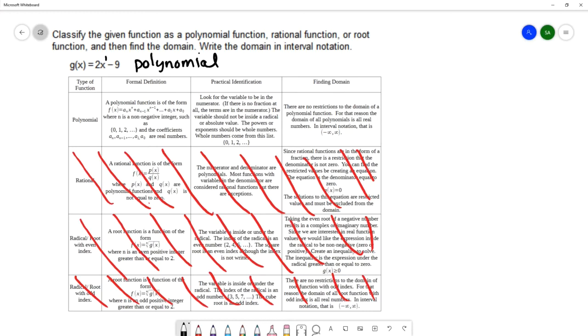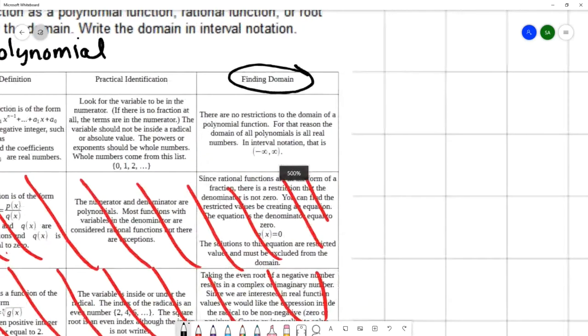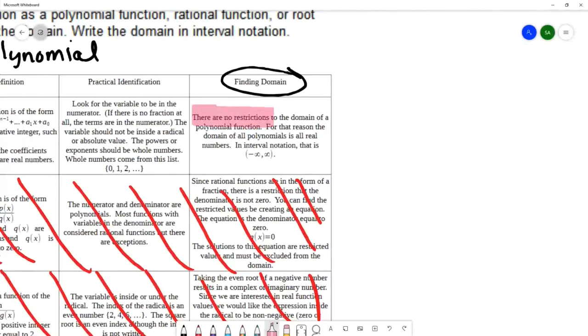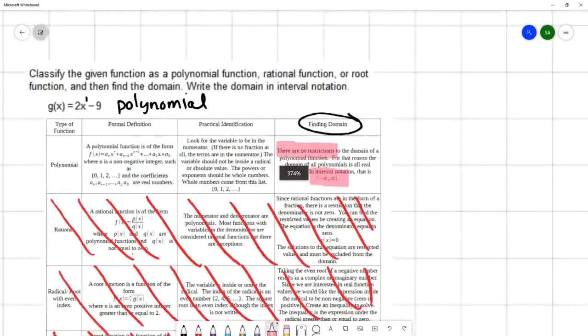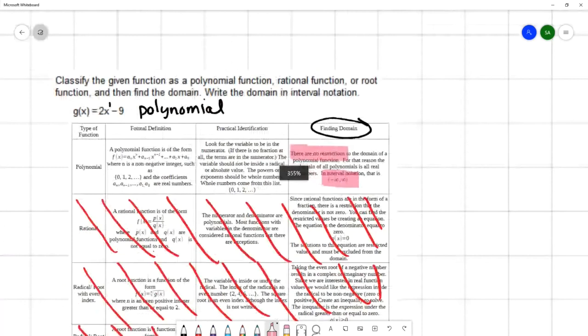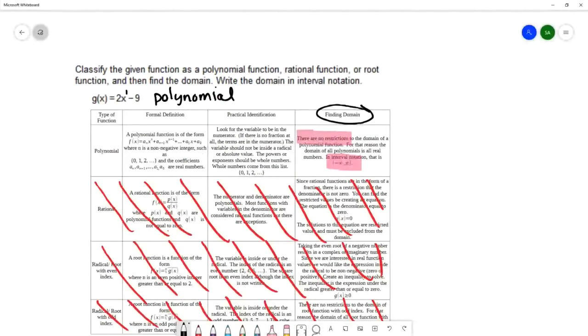And when we're finding the domain of a polynomial function, let me zoom in on that just a little bit, there are no restrictions. We should be able to substitute any x value into the function, any real number. And so polynomial functions always have a domain of all real numbers. So the domain of this polynomial function is negative infinity to infinity.